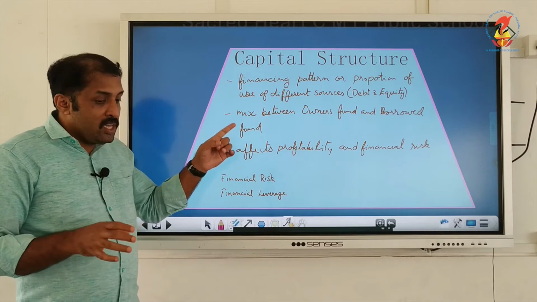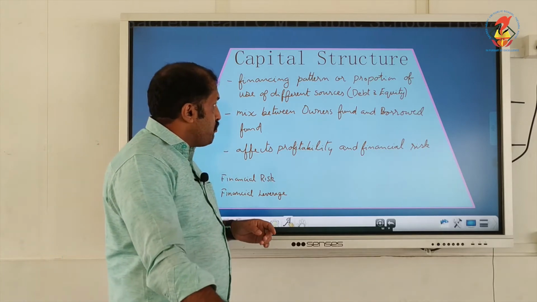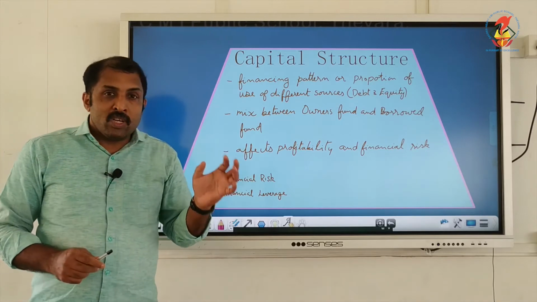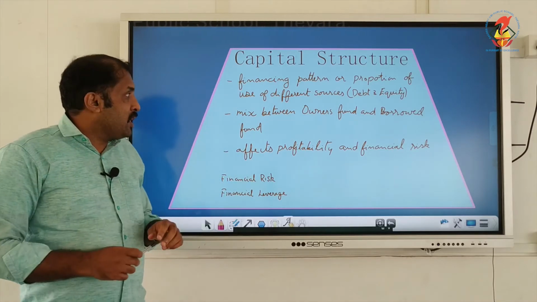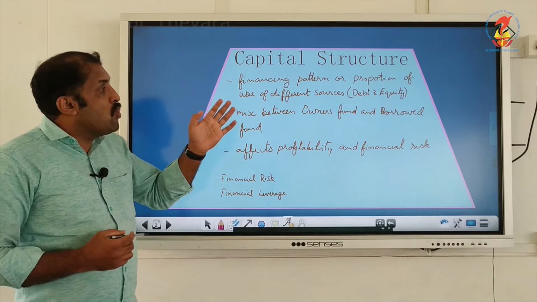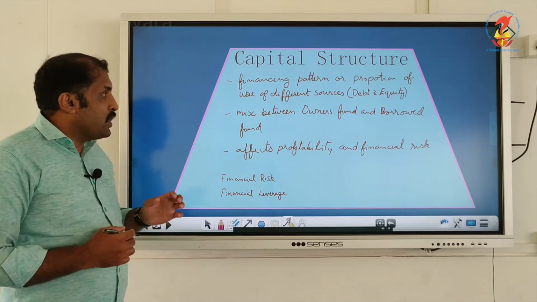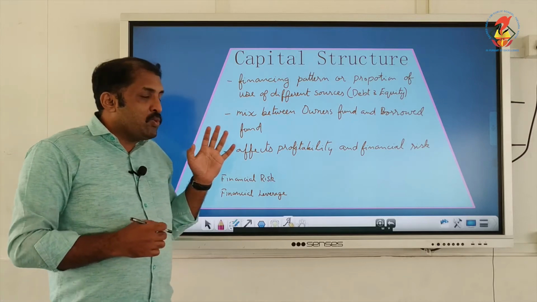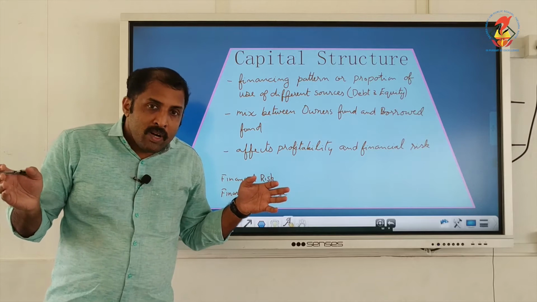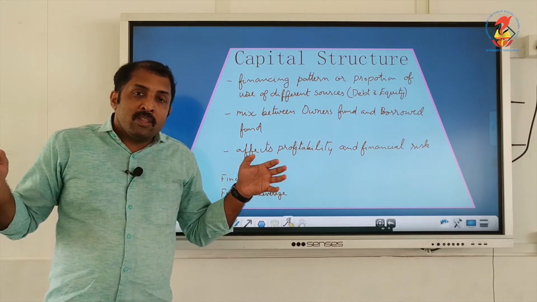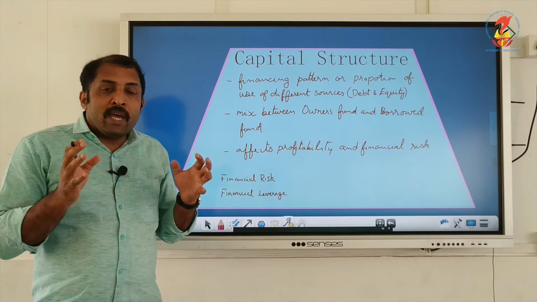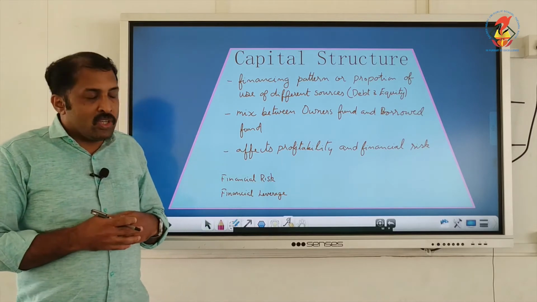That is why we are saying it is the financial pattern of the financial sources in the company. In other words, we can say it is the mix between owners fund and borrowed fund. It is combining the fund of owners and the fund which is borrowed from others in a proportion, and that is what is called capital structure.